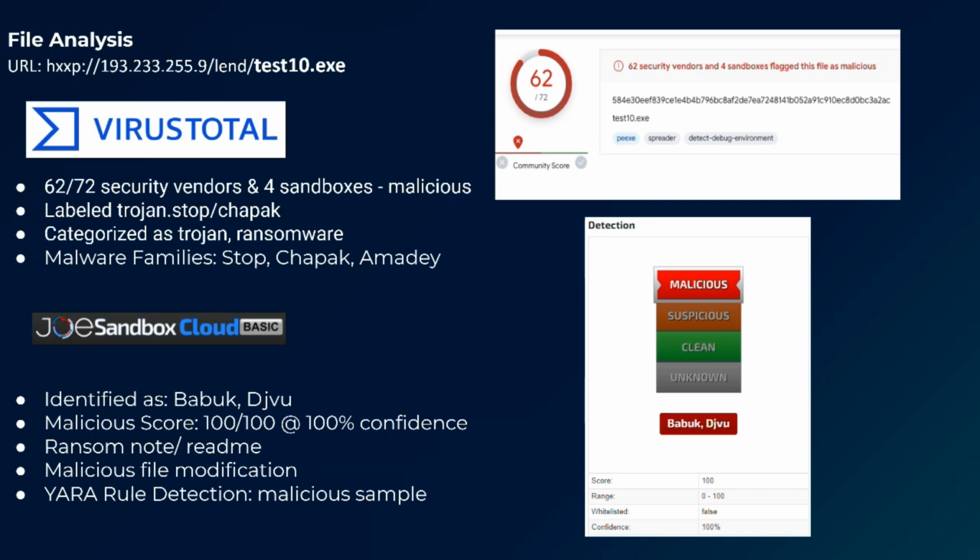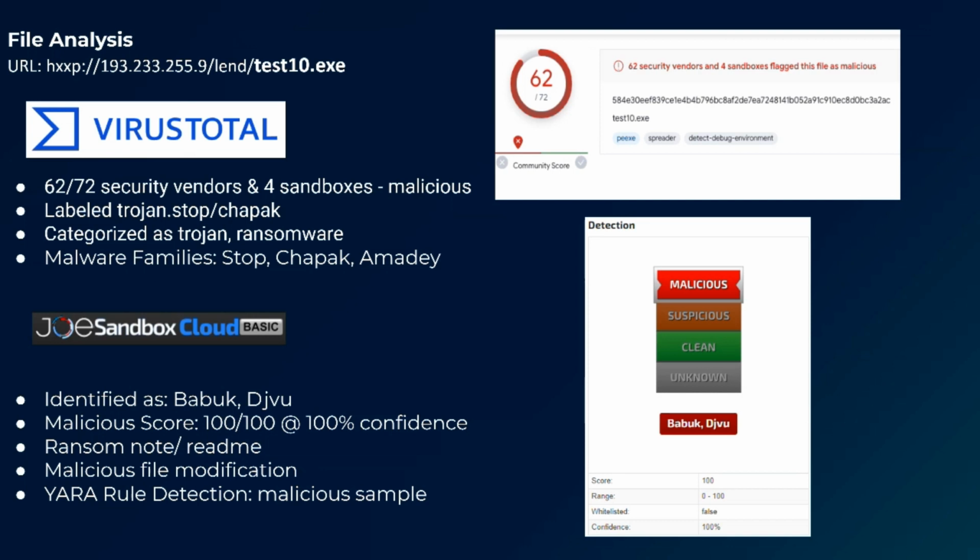Now, moving on to our Joe Sandbox analysis. Joe Sandbox has a very extensive findings report, as mentioned earlier, but we'll highlight a few. So the file received a perfect score of 100 and the confidence level at 100% of maliciousness. This shows the tool's certainty in its diagnosis. It also identified associations with two types of malware known as babook and deja vu. Both have a well-documented history of targeting various systems, further substantiating the malicious nature of the file.